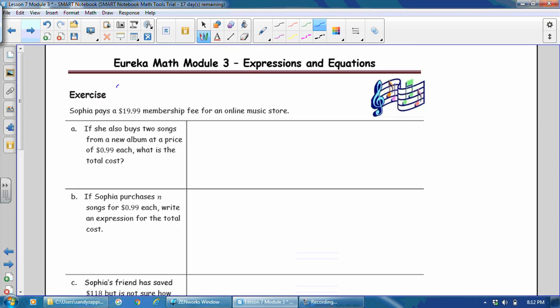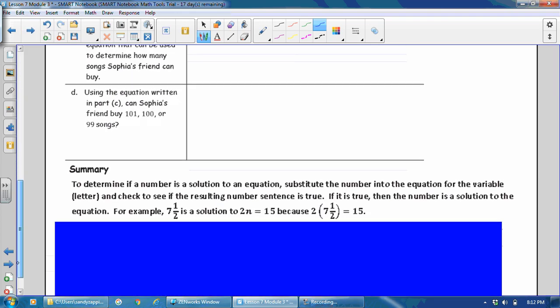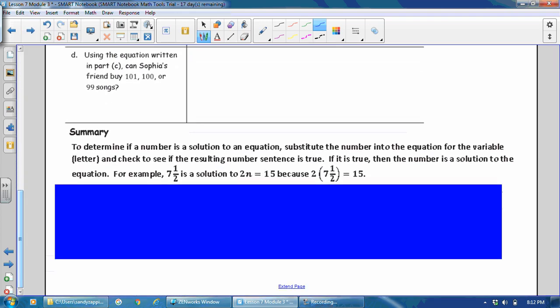We are going to skip this exercise and go down to the summary. In this lesson, you have learned to determine if a number is a solution to an equation. Substitute the number into the equation for the variable, which is the letter, and check to see if the resulting number sentence is true. If it is true, then the number is a solution to the equation. For example, 7½ is a solution to 2n equals 15 because 2 times 7½ is 15.